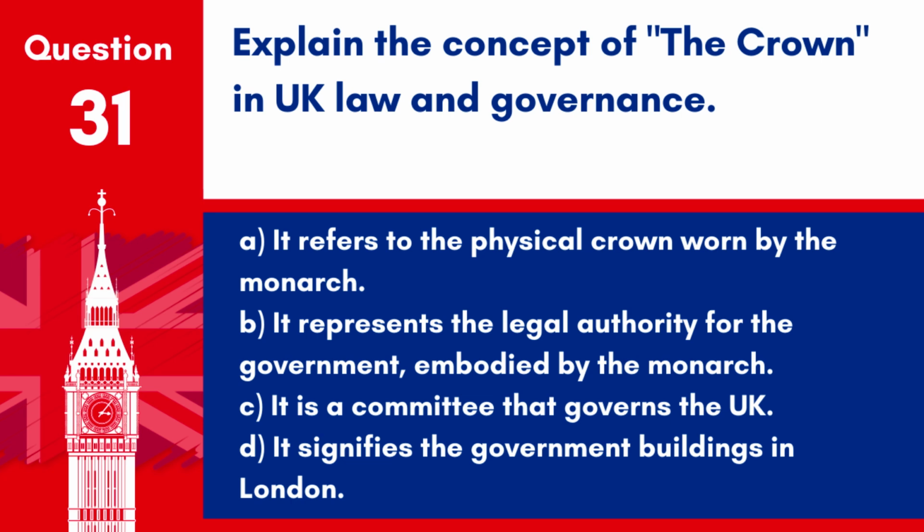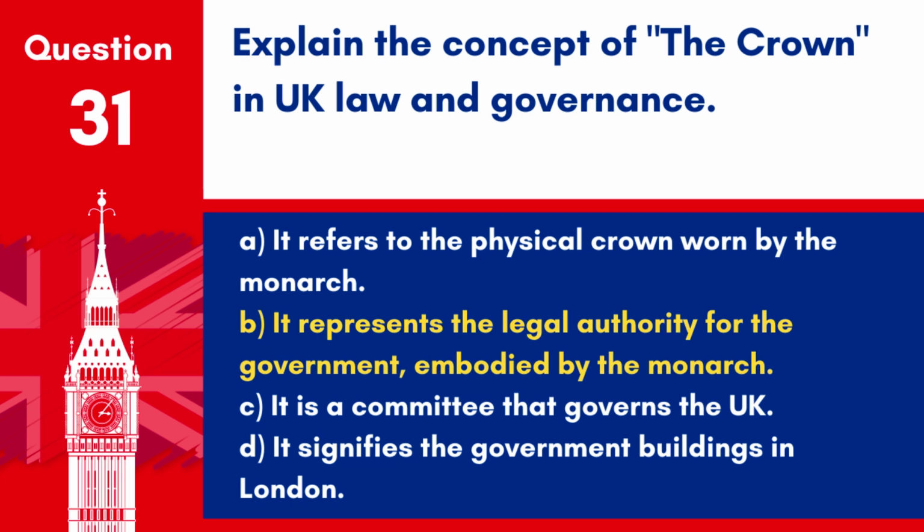Question 31. Explain the concept of the Crown in UK law and governance. A. It refers to the physical crown worn by the monarch. B. It represents the legal authority for the government embodied by the monarch. C. It is a committee that governs the UK. D. It signifies the government buildings in London.